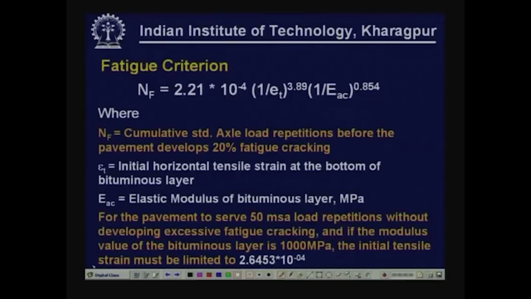For example, for a pavement to serve 50 million standard axle load repetitions without developing excessive fatigue cracking, that is more than 20% of paved area in a cracked condition, and if the modulus value of the bituminous layer is about 1000 MPa, then the initial tensile strain must be limited to 2.6453 into 10 to the power of minus 4.